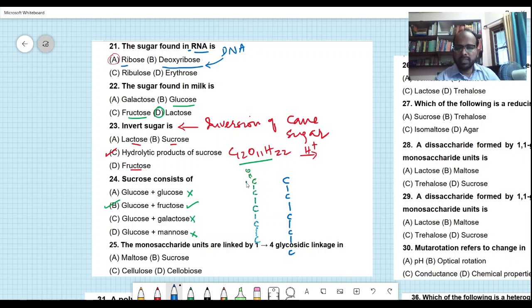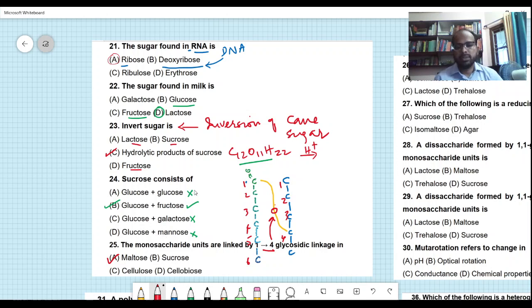If you name this as 1, 2, 3, 4, 5, and 6, the first carbon atom is linked to the fourth carbon atom by means of an oxygen atom here. So 1, 2, 3, 4. This linkage is what is called the glycosidic linkage. 1,4 glycosidic linkage, and it is found only in what? Can you recall that? A is the right answer. Maltose, you have this.